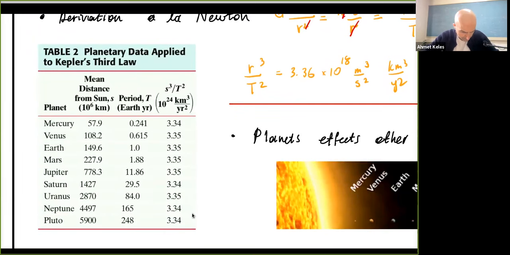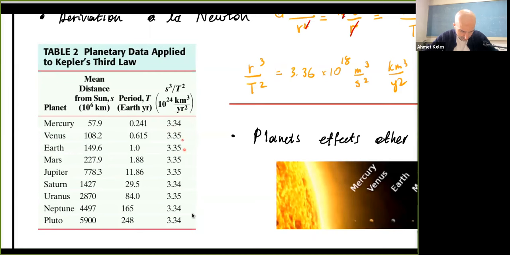You can look at the distance from the sun. You can calculate the year in units of Earth year, and you can look at the ratio. You can see this is pretty close to what we got. There's Mercury. I think the biggest difference is Mercury. There's actually a reason for this.